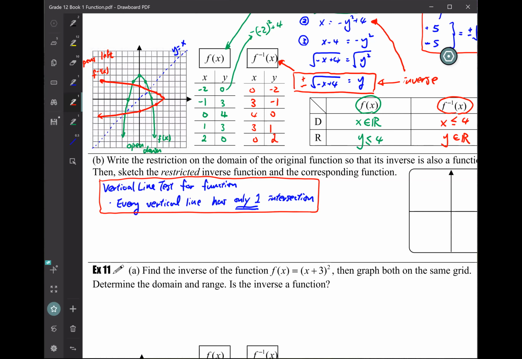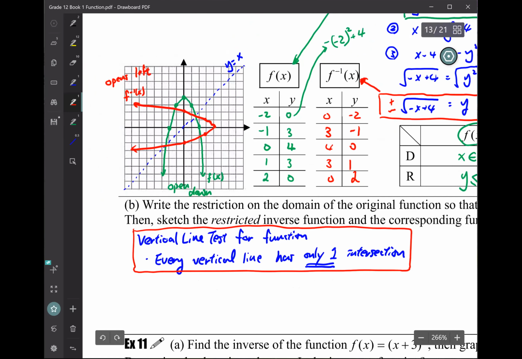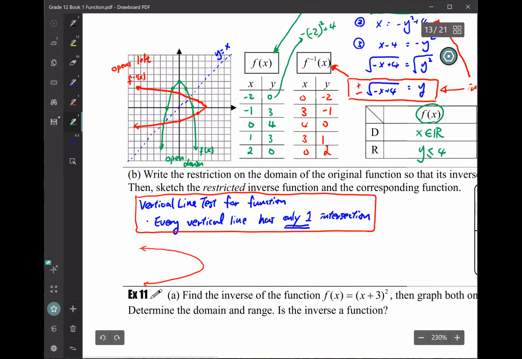So the one we are checking is the red one, right? So if the red one looks like this, opens to the left. Okay, let's try again. So the graph we're checking is this one. This is the inverse one. If we draw a vertical line, then it crosses 2 times. So you know it's not a function, okay?